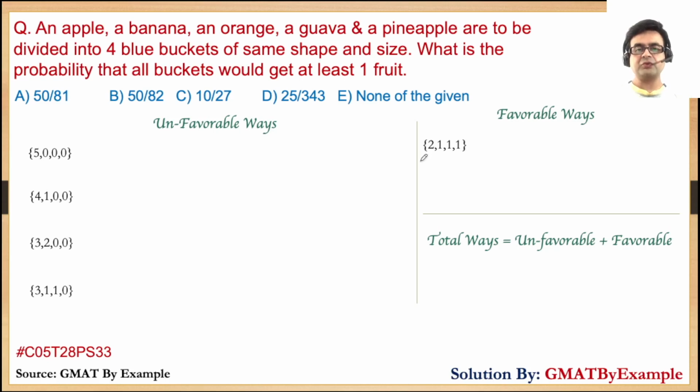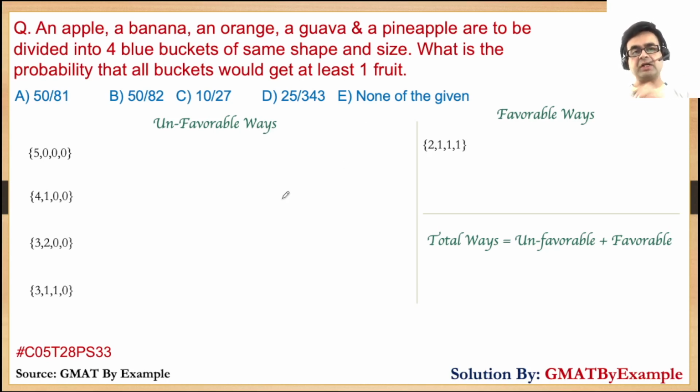So the way we are going to solve this problem is we are going to look at some of the unfavorable ways, which are the ways where there are no balls in at least one of the buckets, and favorable ways where there is at least one ball in each bucket, and then combine them to find the total ways. And finally, our probability would be favorable ways divided by the total number of ways. So what are our unfavorable ways?